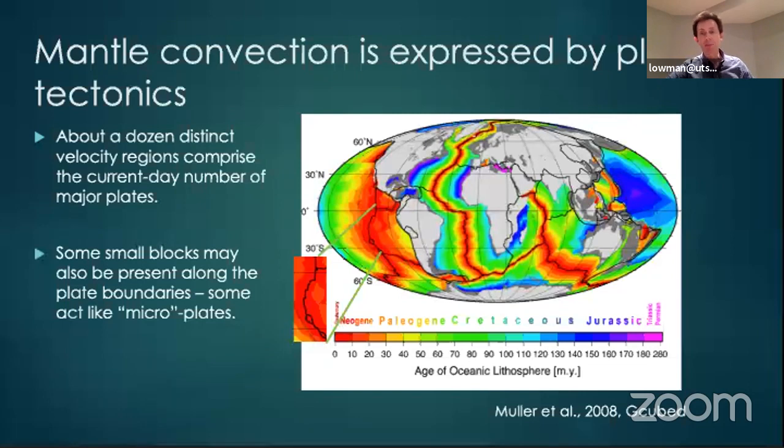A present-day map suggests further expectations that models consistent with the Earth might exhibit, for example, the number of plates and their mean size. But what we have to keep in mind is that this is just a snapshot of an evolving system. So today we have about a dozen distinct velocity regions comprising the current day number of major plates. We also have some small blocks that may be present along the plate boundaries, and these act like microplates.